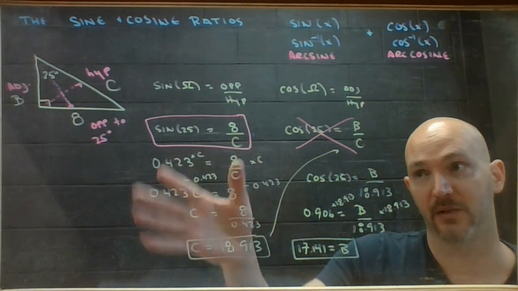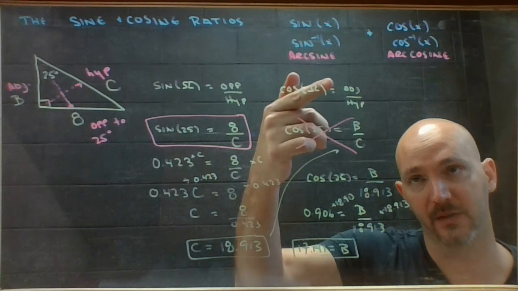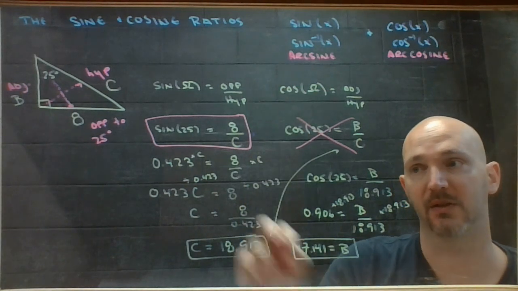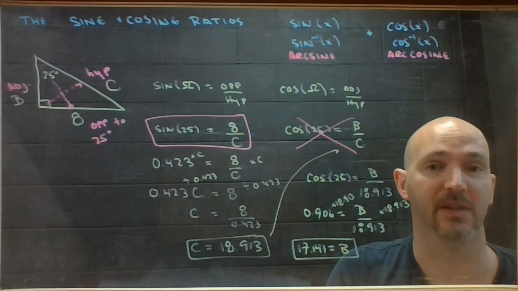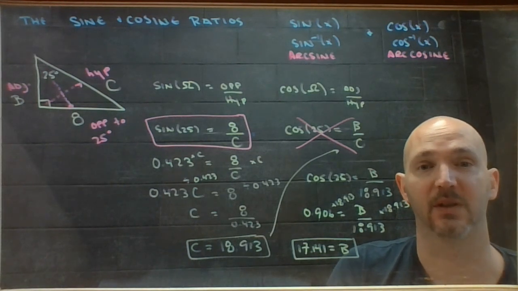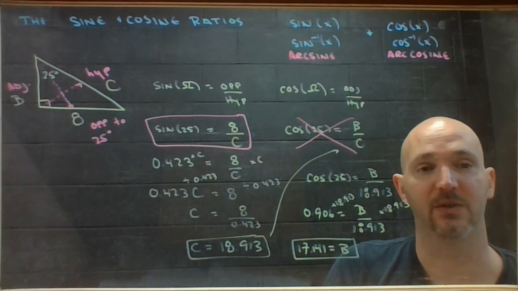So that's it. You've got two new ratios to work with. One is opposite over hypotenuse, the other is adjacent over hypotenuse. You're still plugging into calculators to get decimals, and they're still solving sides or angles with them. So it's very similar to the tan ratio. So I think I'm going to clean this off and let you head to the practice problems.